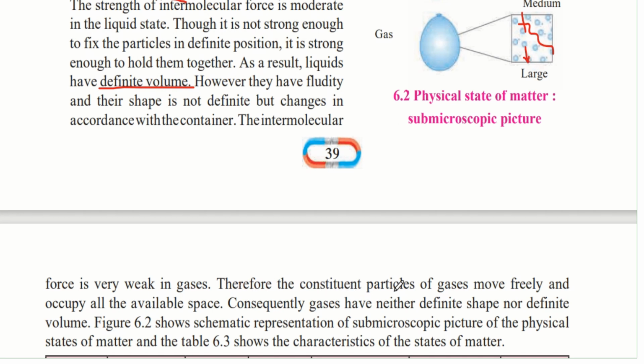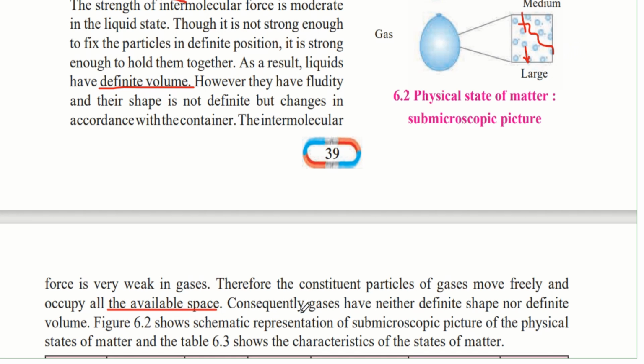Therefore, the constituent particles of gases move freely and occupy all the available space. So, they are able to move freely wherever they desire, and they take up the whole space of the container that they are present in.